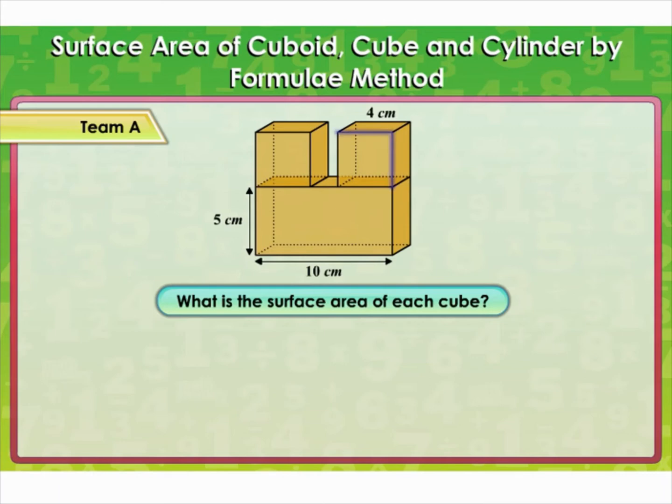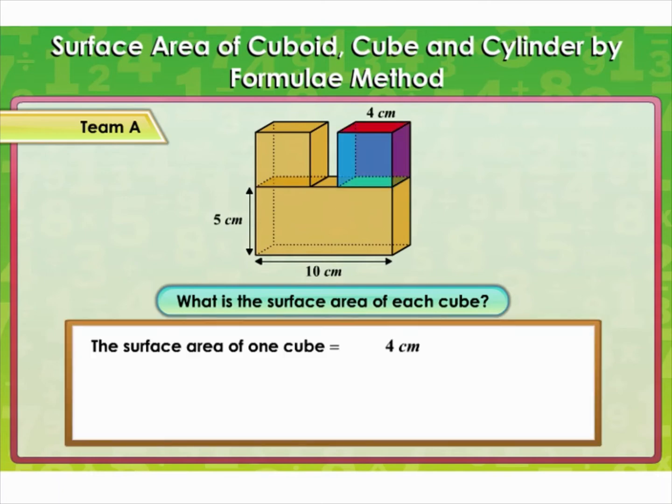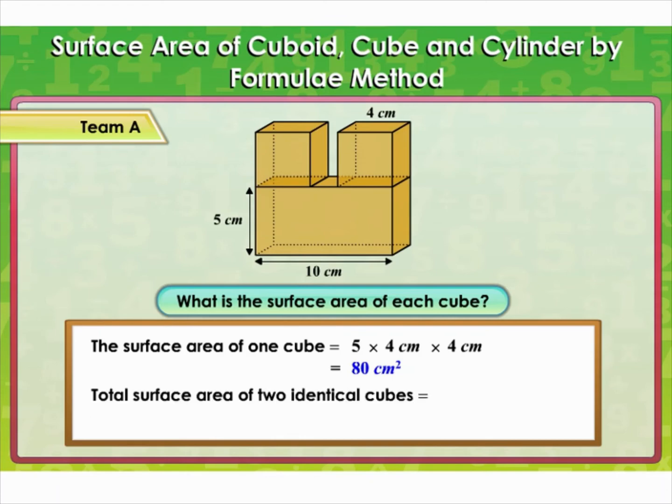Yes, the surface area of each cube is 4 cm by 4 cm by 5 faces, equal to 80 square centimeters. Now, how do we find the surface area of these identical cubes? Good. We multiply 80 square centimeters by 2, which equals 160 square centimeters.